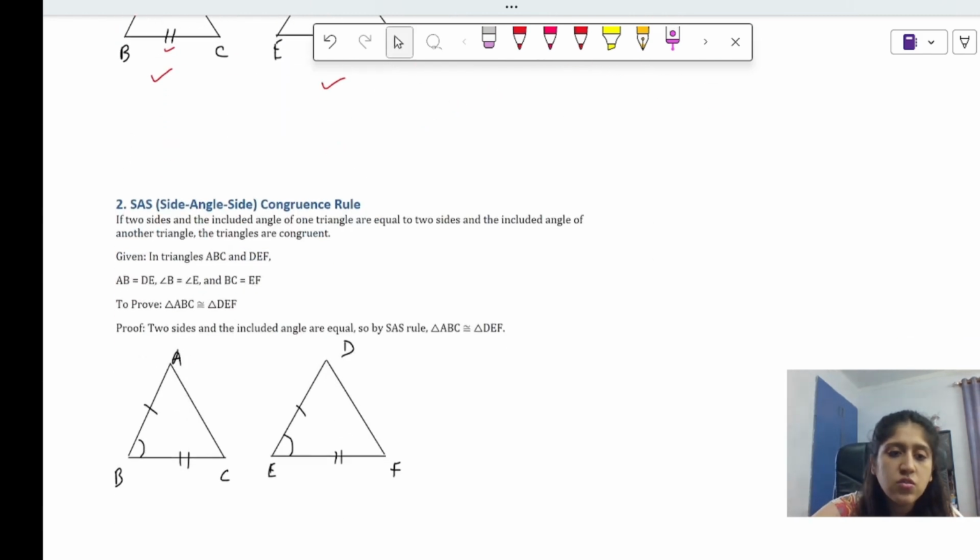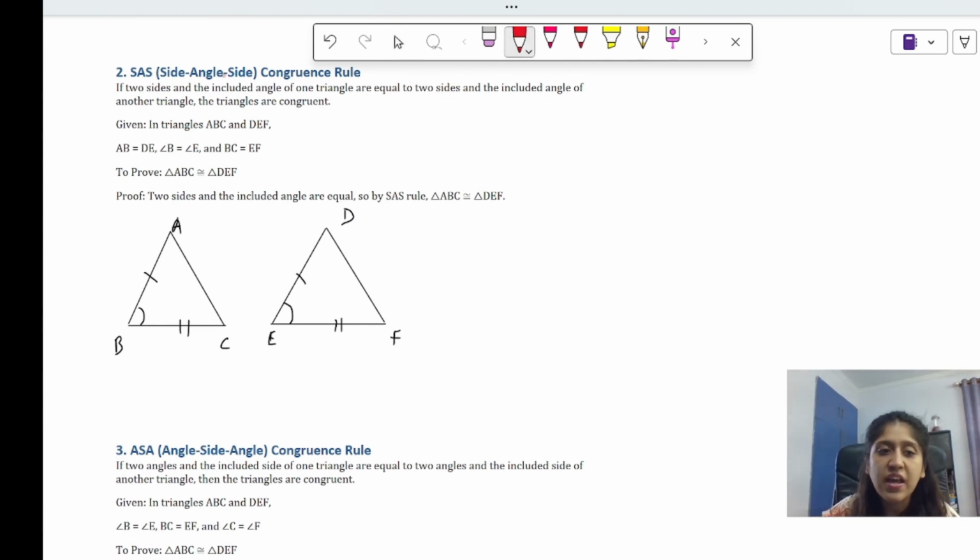Okay? Let's go further. So the next one is SAS. What does this mean? This means side, angle, side. This is a congruence rule again. Now, again look at the diagram. Okay, we have ABC, we have DEF. What does SAS mean? SAS means a side, then an angle between them should be equal, and then again a side should be equal. Okay, what does that mean? In the two triangles, one side should be equal, the angle between the two sides should be equal, and then one more side should be equal. I hope the concept is clear.